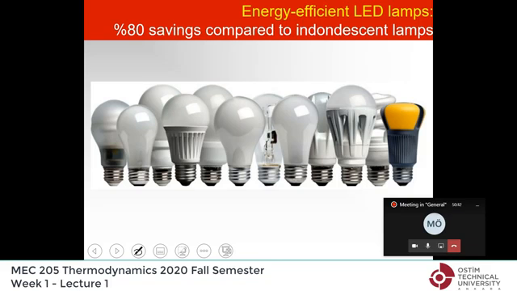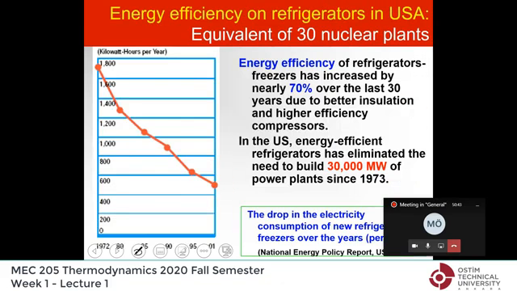And right now, you cannot buy the old type in many countries anyway. Let's say just one example from the United States, the refrigerators. In the 1970s, a typical refrigerator used like 1,750 kilowatt hours of electricity. But in the 2000s, it went down to about 500. And right now, it is probably 350 kilowatt hours per year.